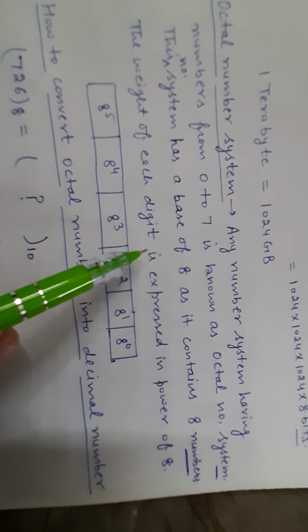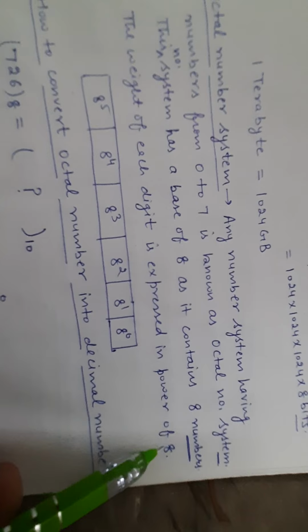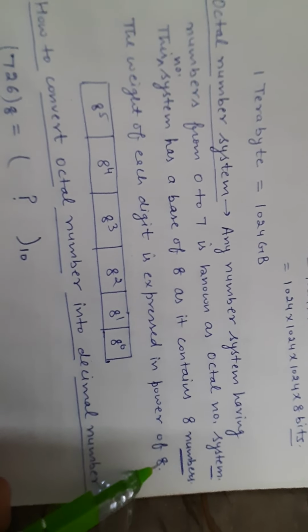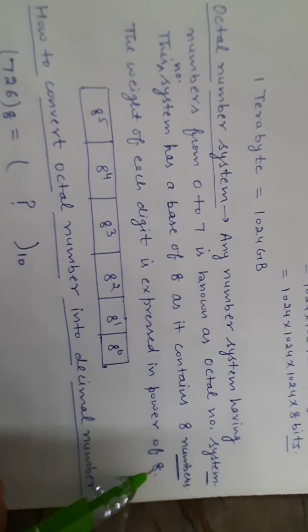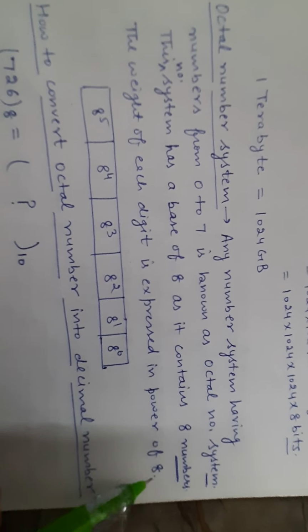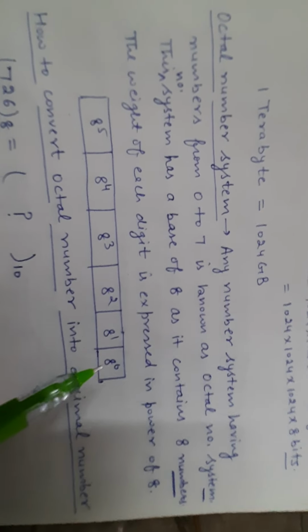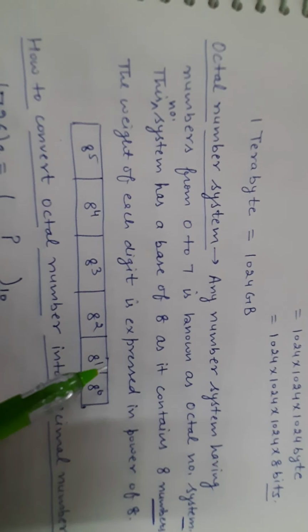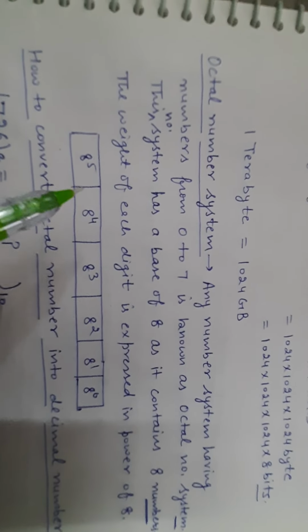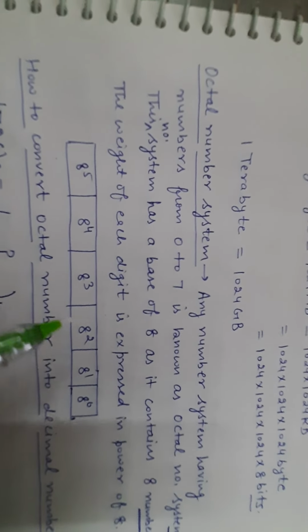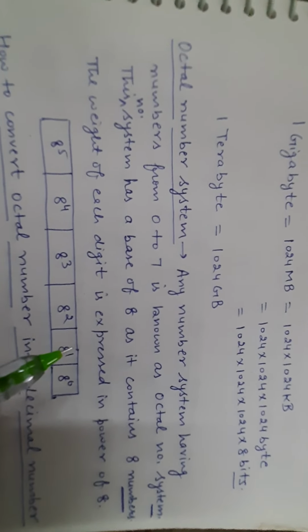So the weight of each digit is expressed as a power of 8. Clear? In binary, the weight is expressed as a power of 2, but in octal, it is expressed as a power of 8 because it contains 8 digits. So it can be written as 8 raised to the power 0, 8 raised to the power 1, 8 raised to the power 2, 8 raised to the power 3, 8 raised to the power 4, 8 raised to the power 5 and so on. In this way, we can represent the octal number system.